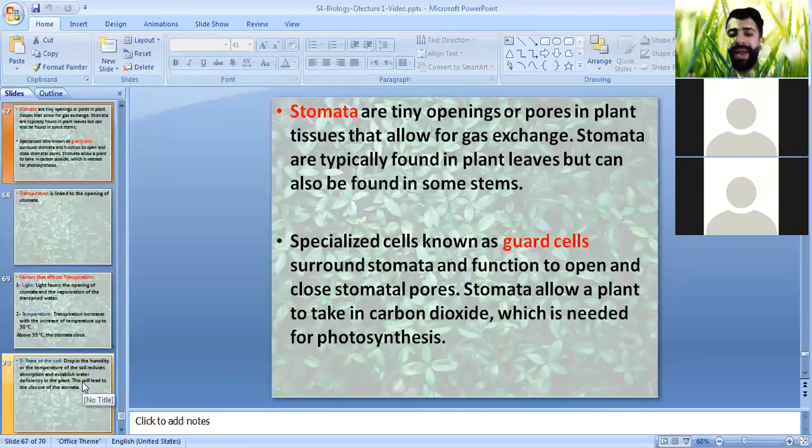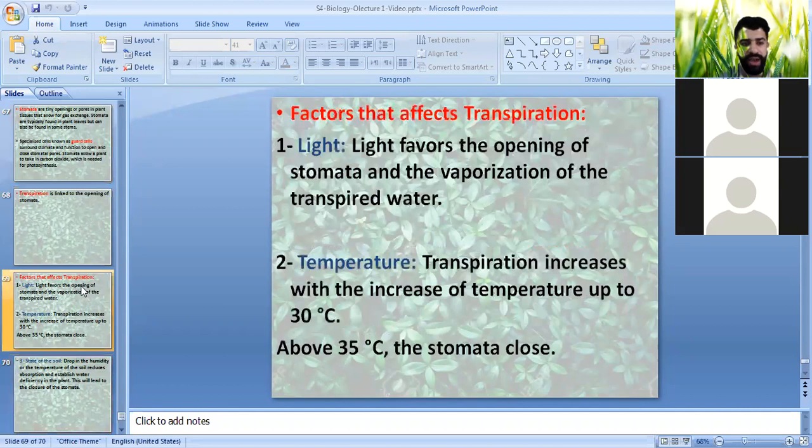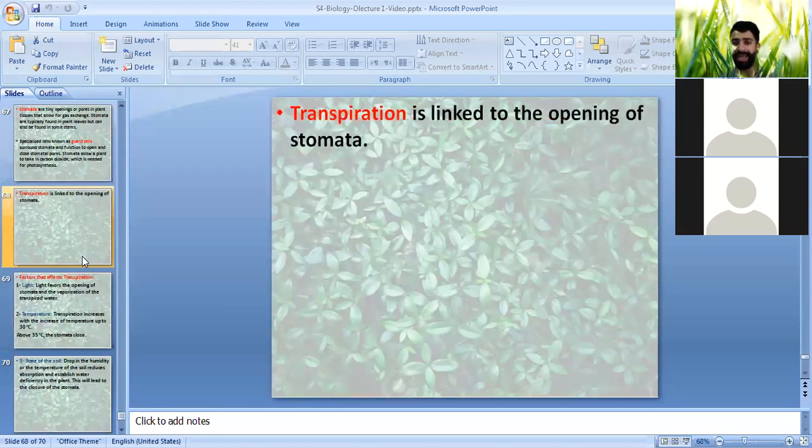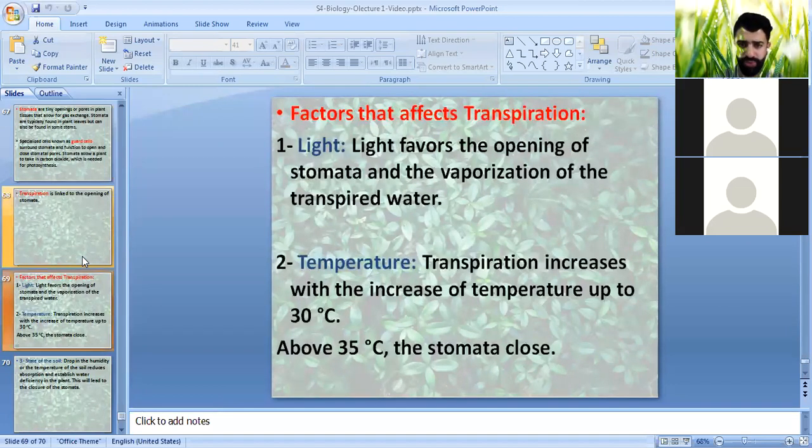These circumstances affect the opening or the closure of the stomata. The stomata allow a plant to take in carbon dioxide, which is needed for the process of photosynthesis. So the photosynthesis process can't occur without the help of stomata. Stomata allow the plant to take in CO2 needed for photosynthesis. So transpiration is linked to the opening of stomata. We have opening of the stomata, we have transpiration, and other factors affect the transpiration.